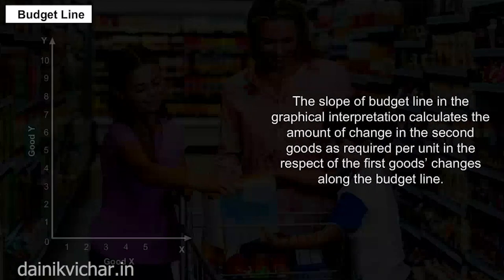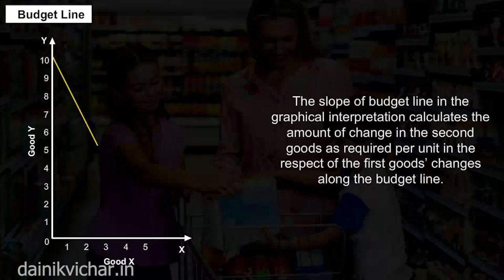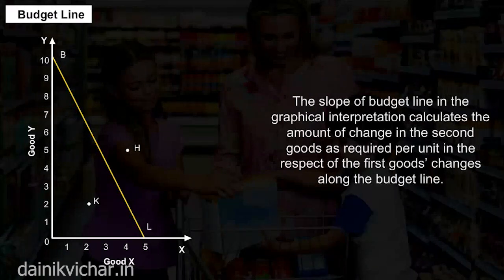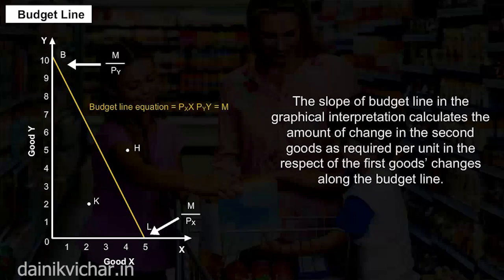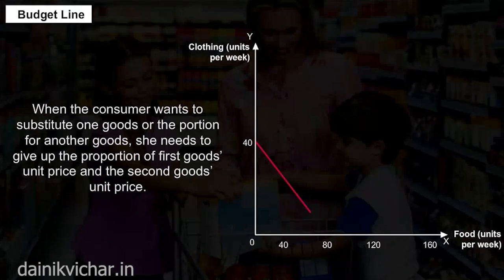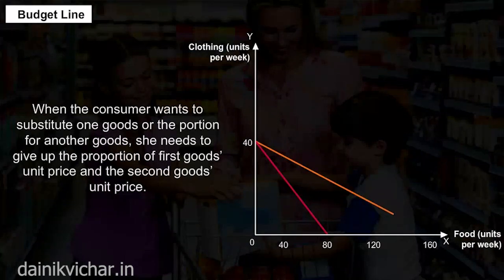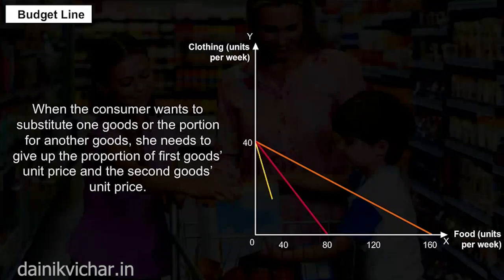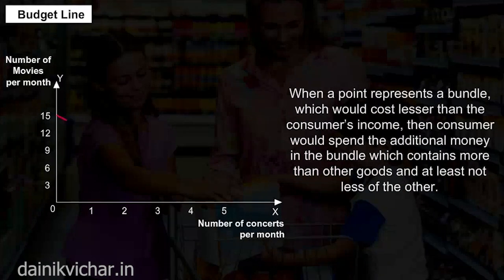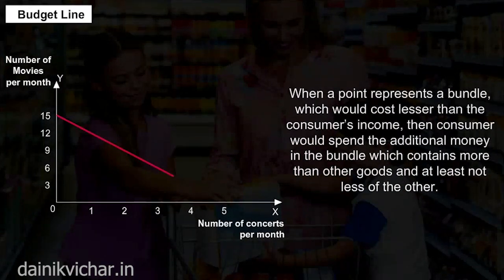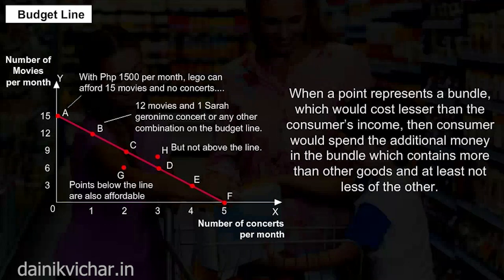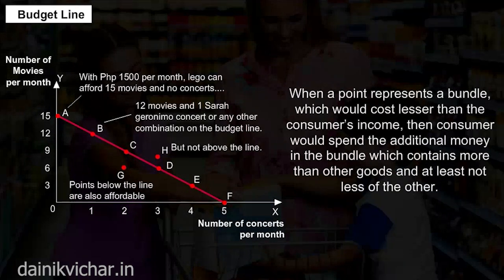Budget line. The slope of the budget line in the graphical interpretation calculates the amount of change in the second good required per unit change in the first good along the budget line. When the consumer wants to substitute one good for another, she needs to give up a proportion of the first good based on the unit price of the first good and the unit price of the second good. When a point represents a bundle which would cost less than the consumer's income, then the consumer would spend the additional money on a bundle which contains more of one good and at least not less of the other.